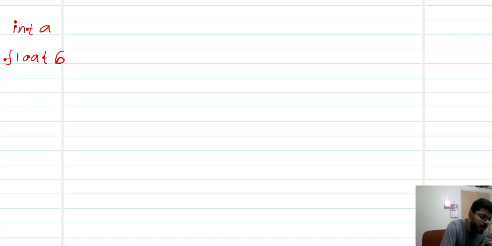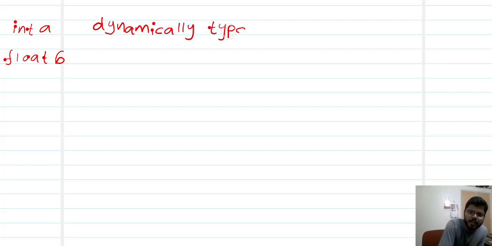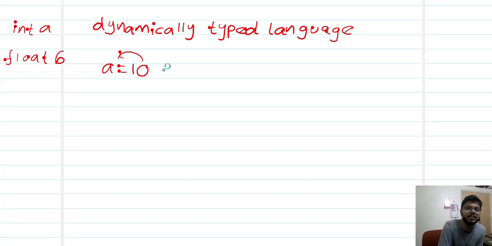But we have already discussed that Python is a dynamically typed language. It means you don't need to specify the integer or float in front. You just simply write a equals to 10. It will automatically consider 10 as an integer type. So this is called type.